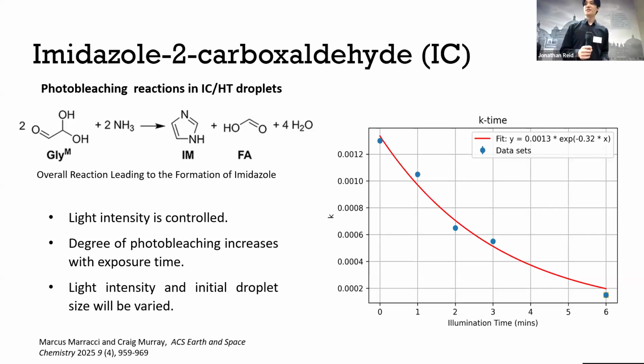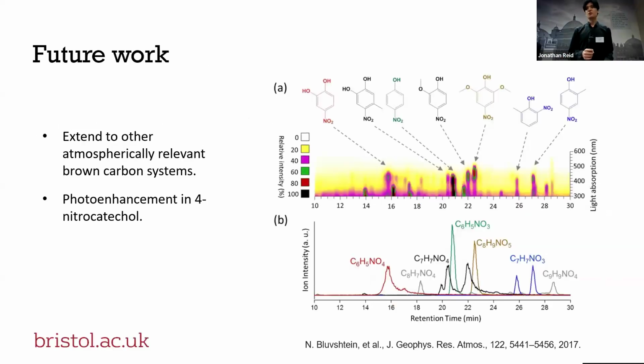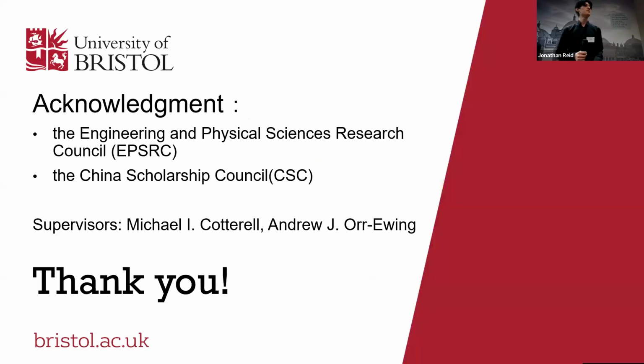This part of the study is not yet completed, and we expect to populate more experiment points to get a better fit. Also, we'd like to vary the light intensity and the initial droplet size to see the impact on the photo bleaching rate and generate a small data series on this plot. My future plan would be to extend this experimental design to some other brown carbon species from biomass burning. For example, we'd like to see the photo enhancement for nitrocatechol at 405 nanometer. That's all. Thank you. Any questions?